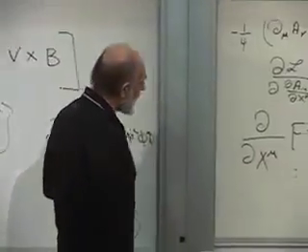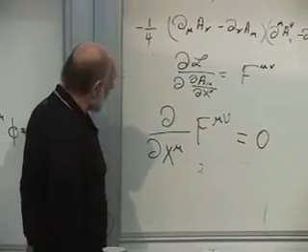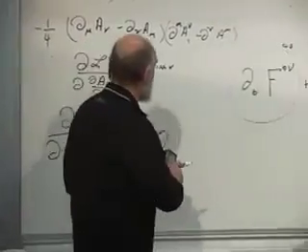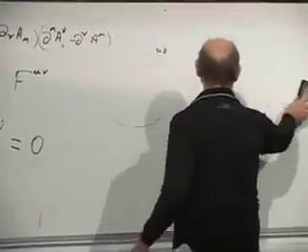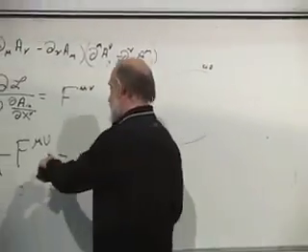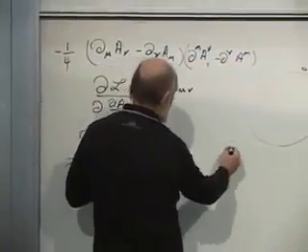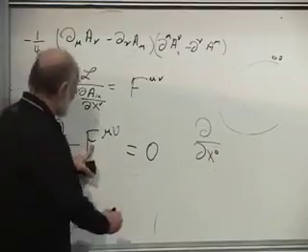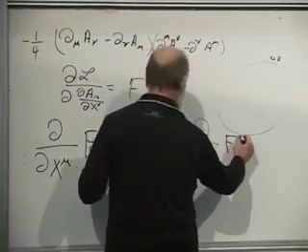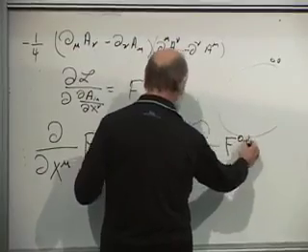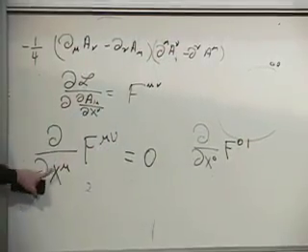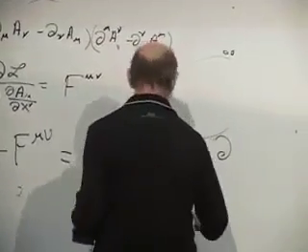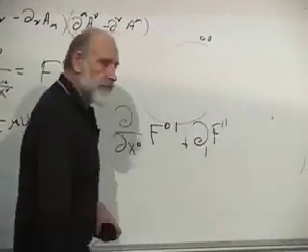Let's look at another one. We looked at the time component. Let's look at the 1 component. If we look at the 1 component, we have the derivative with respect to time of F naught 1. I'm setting nu equal to 1 now. So d naught F naught 1 plus, now we have d1 F11, but that's 0.